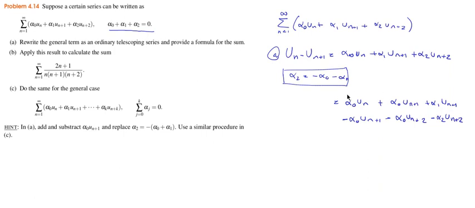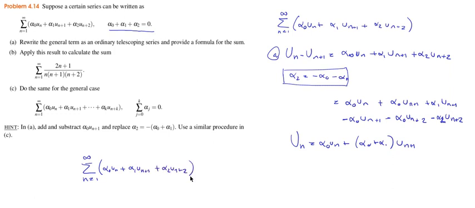Okay, so now as you can see, we have alpha sub 0 u sub n minus alpha sub 0 u sub n plus 1, alpha sub 0 u sub n plus 1 minus alpha 0 u sub n plus 2, and alpha 1 u sub n plus 1 minus alpha 1 u sub n plus 2. Okay, so we could say that capital U sub n is alpha 0 u sub n plus alpha 0 plus alpha 1 u sub n plus 1, right? And the general term of the series is capital U sub n minus capital U sub n plus 1. Now this series from n equals 1 to infinity of alpha 0 u n plus alpha 1 u n plus 1 plus alpha 2 u n plus 2 can be written as capital U sub n minus capital U sub n plus 1.